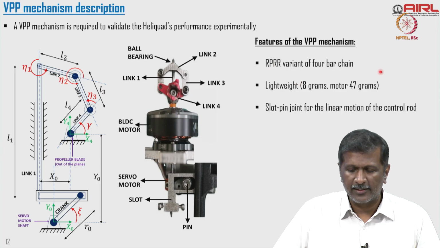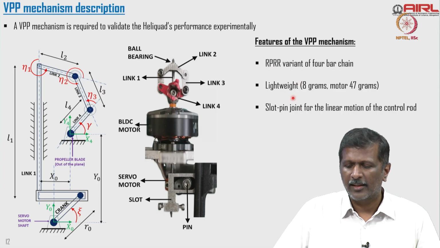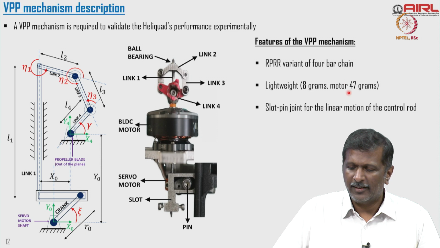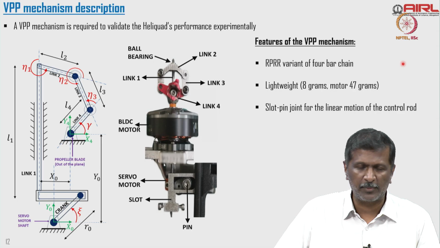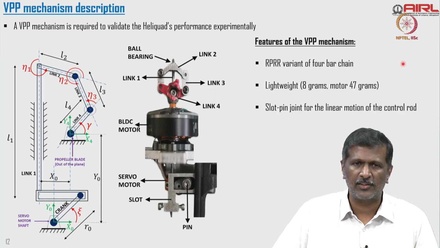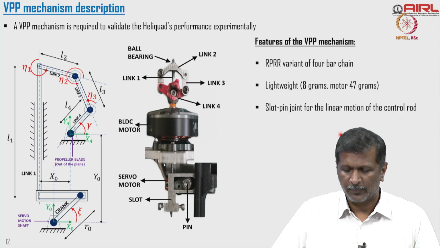It's a 4-bar chain system. It's very lightweight, about 8 gram, and the motor weight is about 47 gram. So we have pins for linear motion control and a rod, and all this is designed in such a way that the vibrations are minimum. Okay.